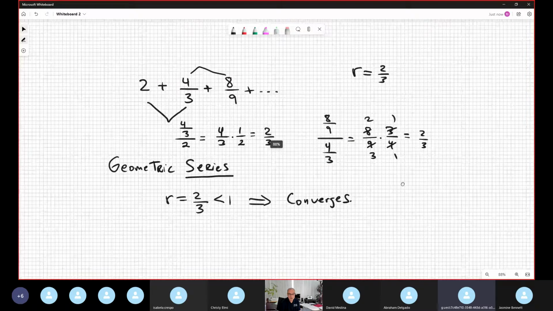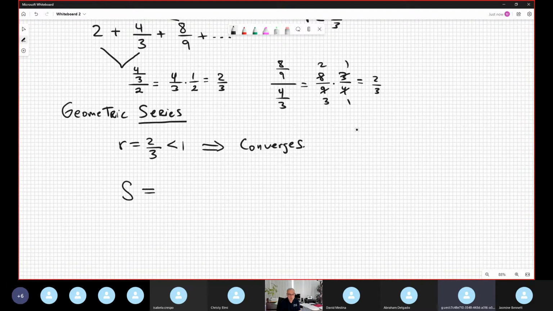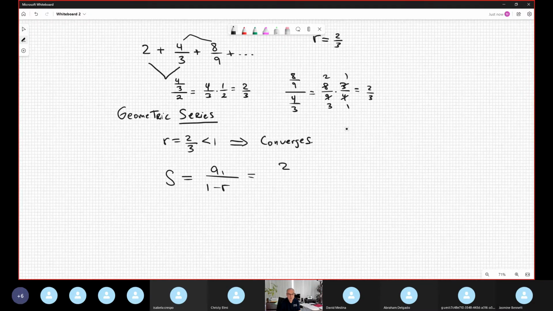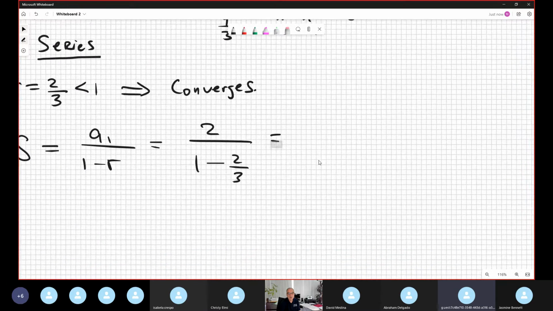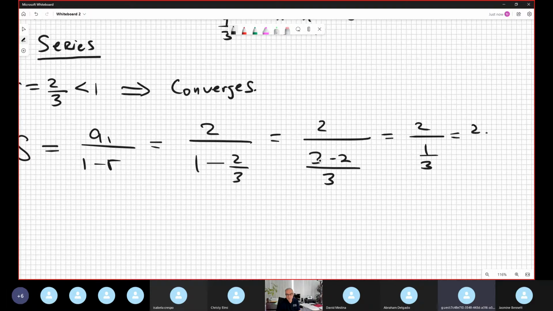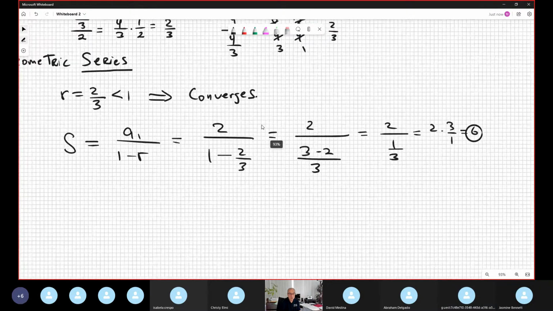Okay, super. But it converges to what number? Well, the formula says the summation for the series is S. Notice, S, not S sub m. S sub m is the summation for the m elements. S alone indicates the infinite sum. S equals A1 divided by 1 minus R. A1 is 2, which is the first element, over 1 minus 2/3. Let me manipulate this operation. You find the LCD, it's 3. This is 3 minus 2, and 3 minus 2 is 1. And the division is 2 times, flip that, 3 over 1, which is 6. Wow, amazing. It converges to 6. It's unbelievable, but it's true.